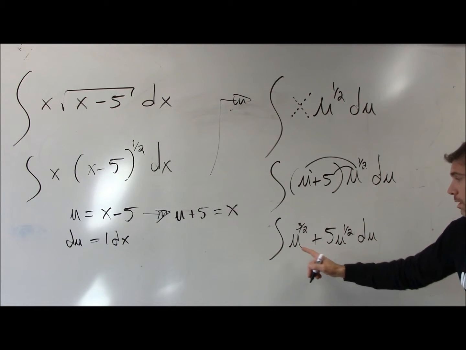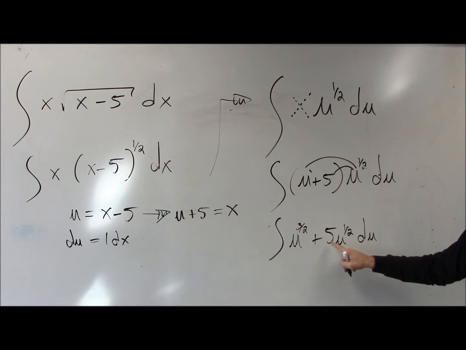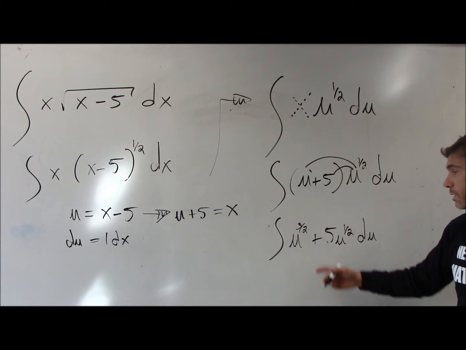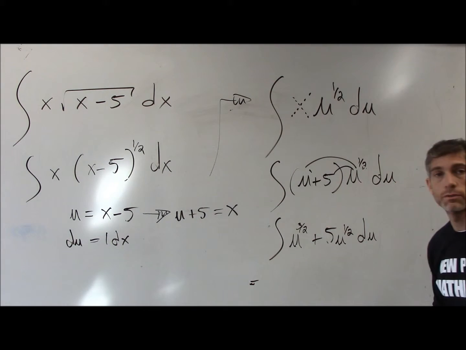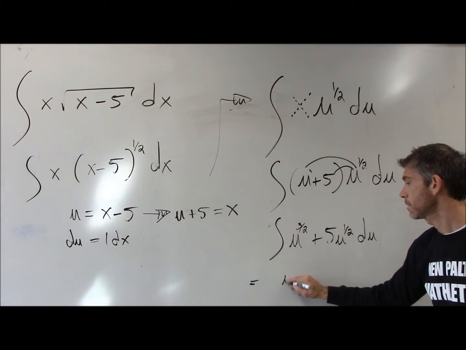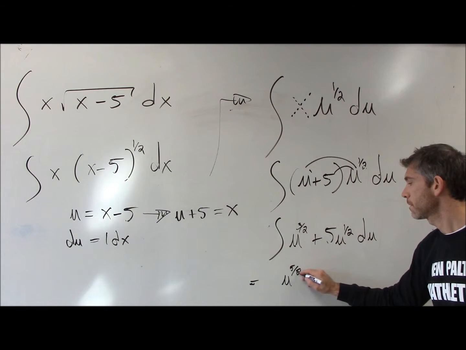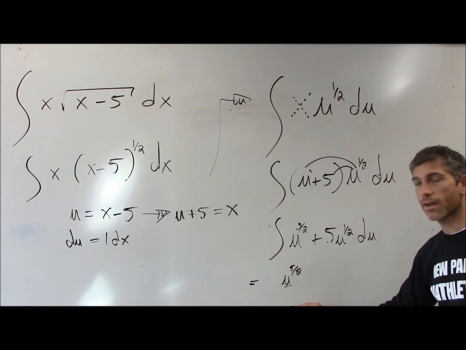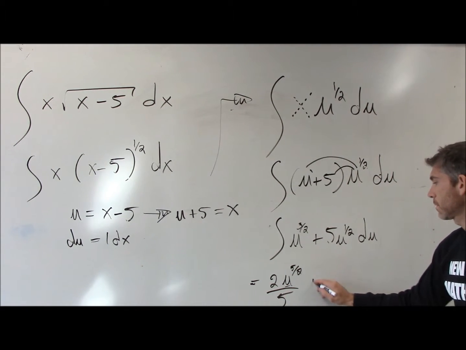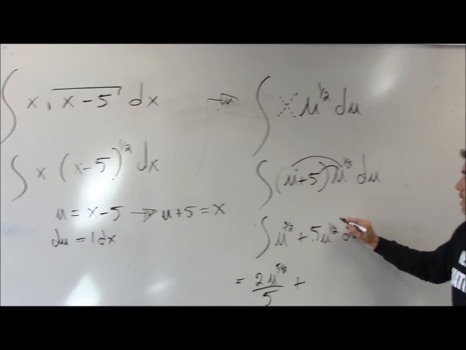And now, number variable exponent plus number variable exponent, that's what a basic polynomial is. So I could pretty basically now do the add 1, divide. So 3/2 plus 2/2, that's going to be u to the 5/2, divided by 5/2, which is the same as multiplied by 2/5. Looking good. That's our 3/2.